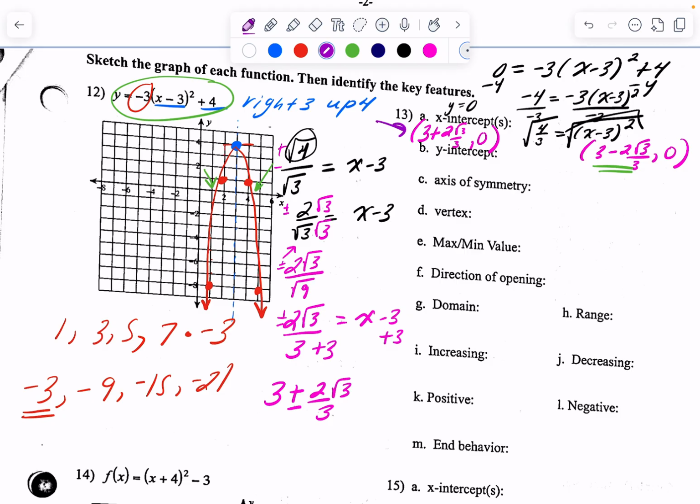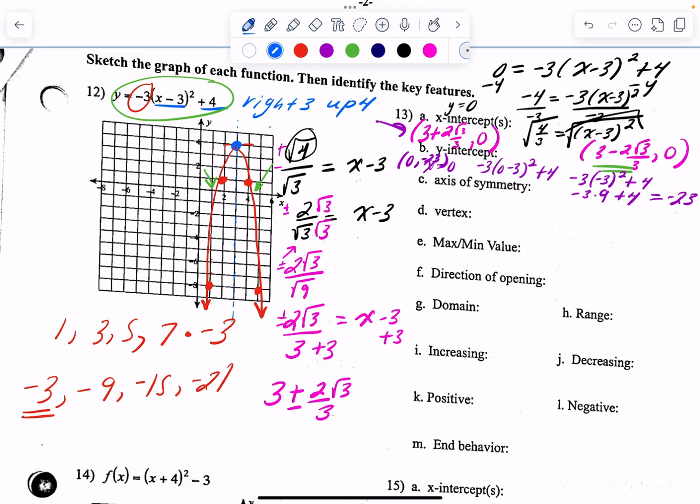Either way. The y-intercept is when x equals 0. So if we plug in 0, that would be negative 3 times (0 minus 3) squared plus 4, which is negative 3 times negative 3 squared plus 4, which is negative 3 times 9 plus 4. So negative 3 times 9 plus 4 is negative 23. So the y-intercept is 0, negative 23.